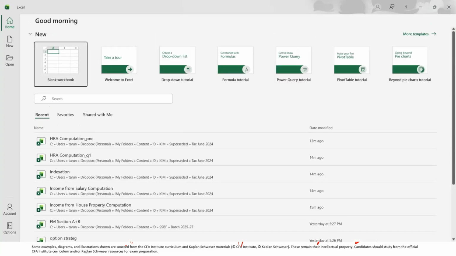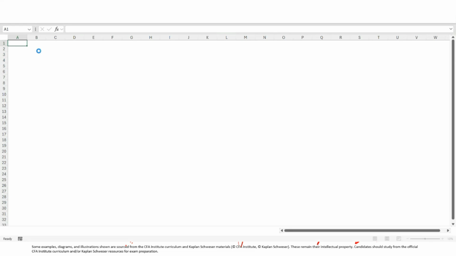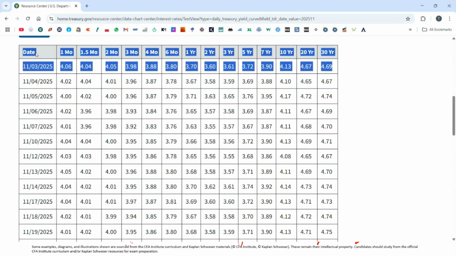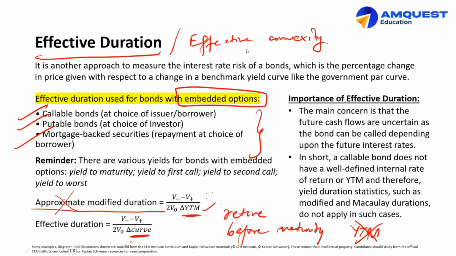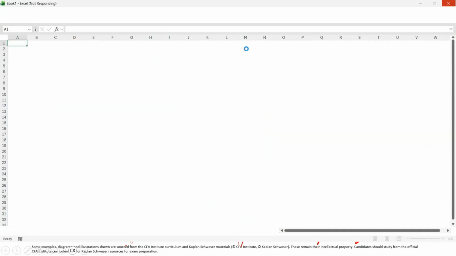So from our perspective, a benchmark yield curve, if I just look at it for the first date that we selected, which is I think November 3. My system is behaving pretty slow today.